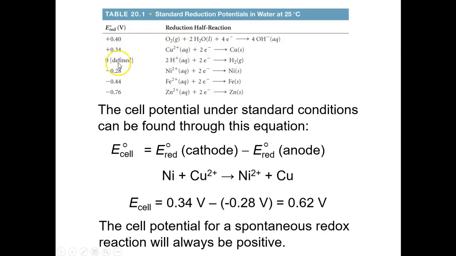And then if we make a cell of any two things that aren't hydrogen, the cell potential is simply going to be the difference between the two standard reduction potentials for the two half reactions, which is what we're doing when we do this operation.